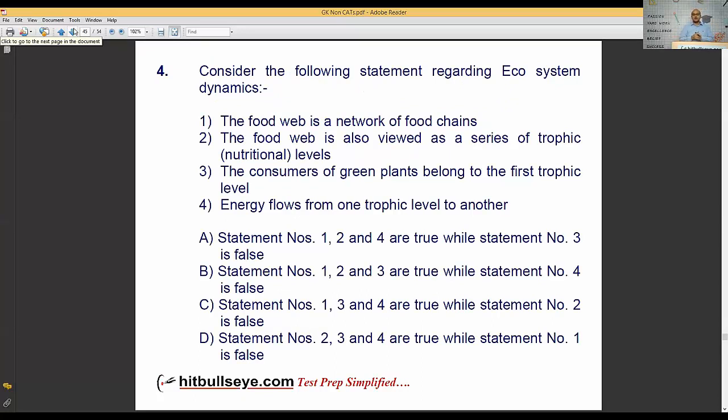Okay, consider the following statements regarding ecosystem dynamics quickly. The answer is option A. Statements 1, 2 and 4 are true, while statement 3 is false. The green plants themselves are at the first trophic level, so statement 3 is clearly wrong.